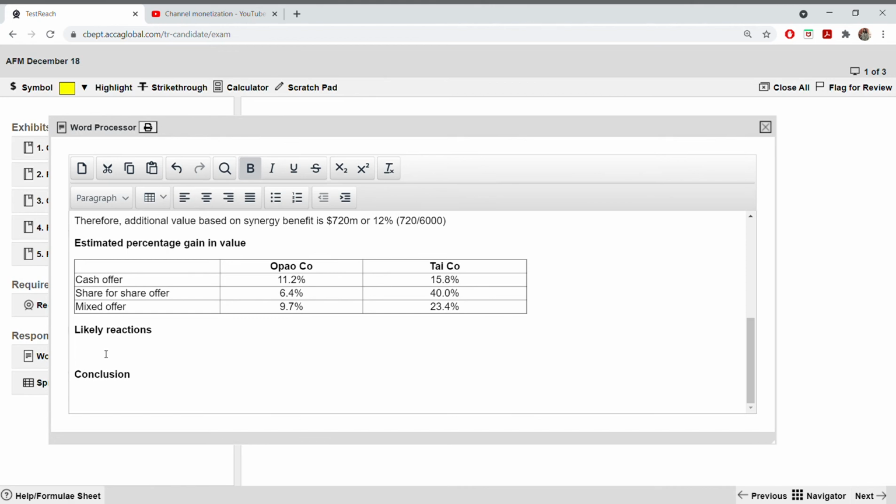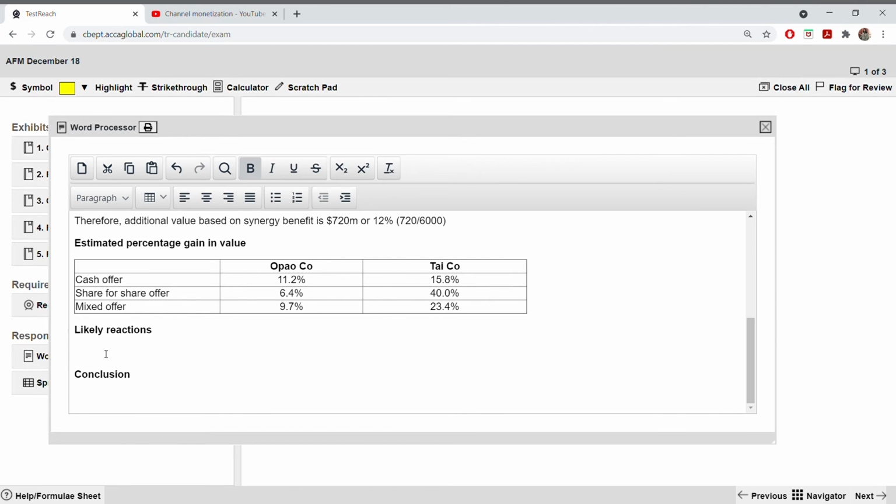So if you see the cash offer, it gives the lowest return, so you can say cash offer is at the lower end of the range. The share for share is at the top end of the range, and the mix offer is in between. It is likely that Thai will find share for share more attractive. Share for share definitely is 40%, right? As it maximizes their return.